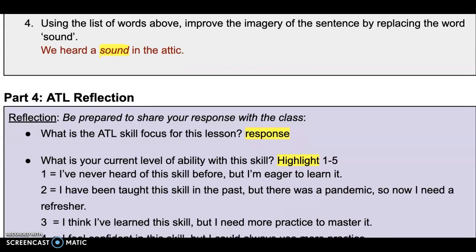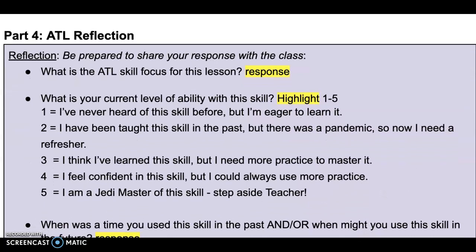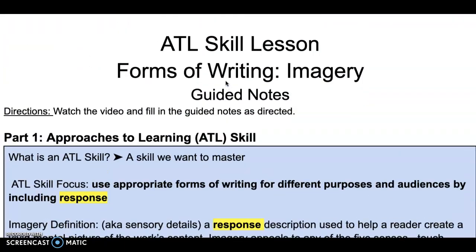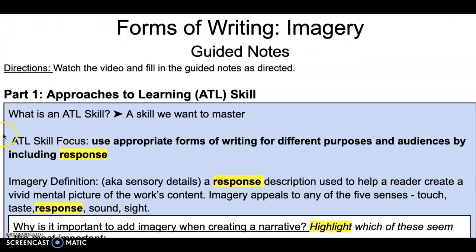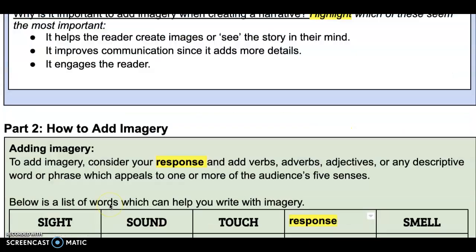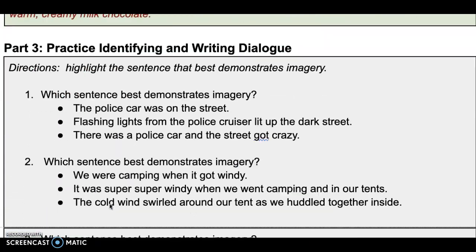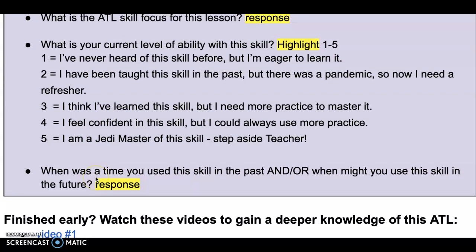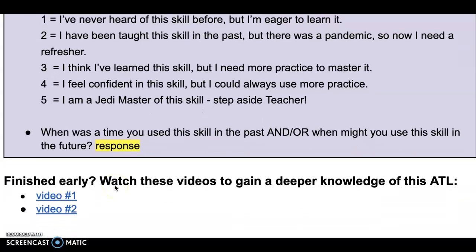And last but not least, part 4, the ATL reflection. The first part, remember, it says, what is the ATL skill focus of this lesson? In order to remember what the focus is, you come up to the top, and it says right here, ATL focus, and you can copy and paste that sentence. After that, you respond to the next question here, and then here. And if you happen to finish early, there's two different videos to help you gain a deeper knowledge of this ATL.